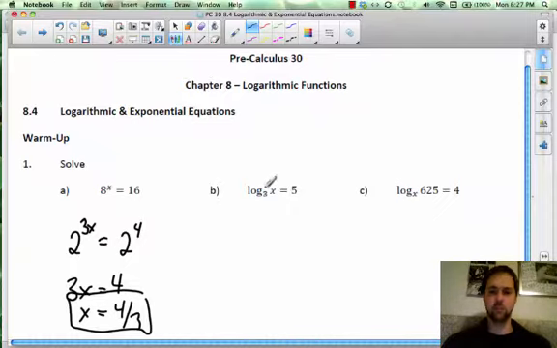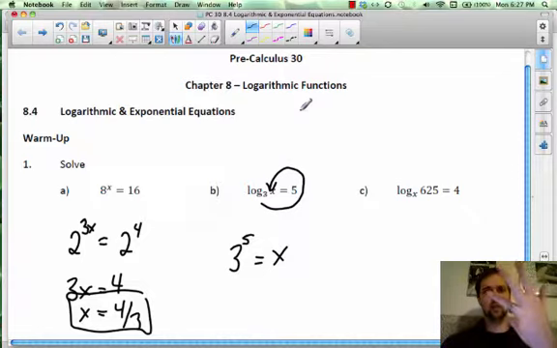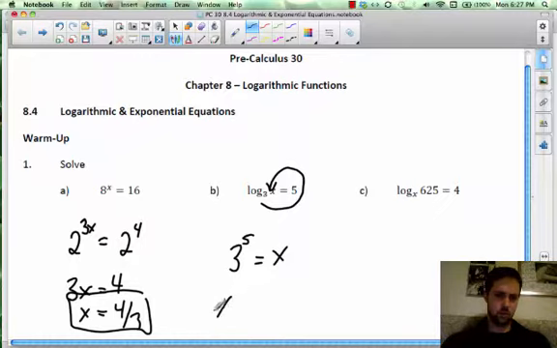Log base 3 of x equals 5, so make your little loop. 3 to the 5 equals x. So what is 3 to the power of 5? 3, 9, 27, 81. 81 times 3 is 243, I believe. So we are looking at x equals 243.